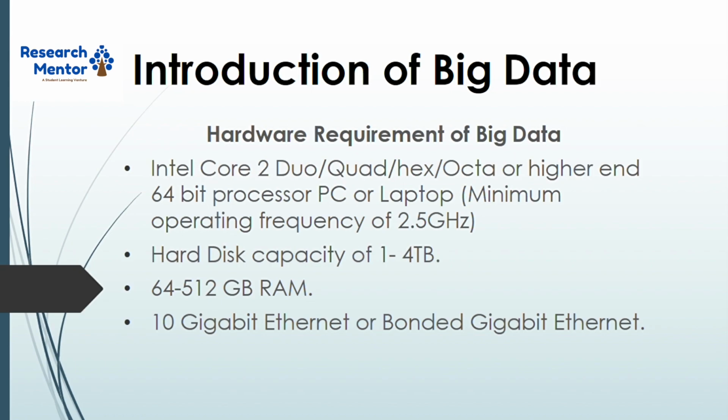In terms of big data, there is a requirement of Intel Core 2 Duo or Quad, Hexa, Octa or a higher-end 64-bit processor PC or laptop, and the minimum operating frequency should be 2.5 GHz. The hard disk capacity might be 1 to 4 TB and the RAM 64 to 512 GB minimum, and a 10 gigabit Ethernet or bonded gigabit Ethernet card. This is the hardware requirement of big data.